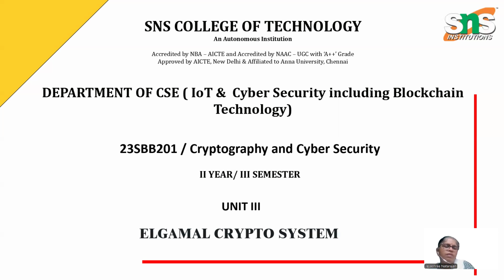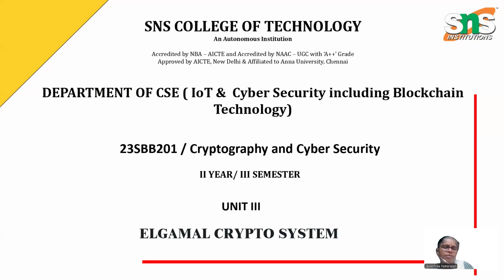This ElGamal system is similar to Diffie-Hellman key exchange. So what happens in Diffie-Hellman? A key is shared publicly, open to everyone, between a sender and a receiver. And then another key is exchanged privately. Like that.